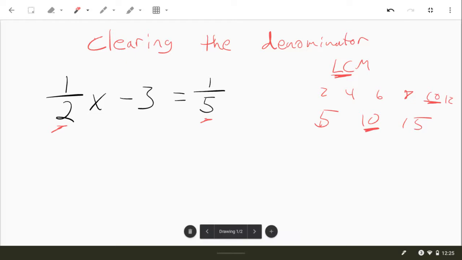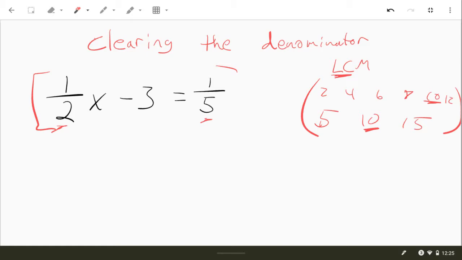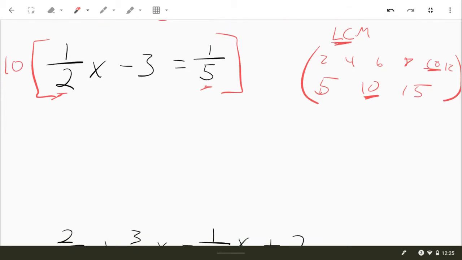Now, usually, if you don't want to go through all this stuff and thinking about what the LCM is, although you should, you can just multiply 2 and 5, and that gives you 10. So you know you're going to multiply the entire equation by 10. That 10 is going to get distributed across all these terms. Now, I'm going to show the steps, and once you do this a few times, you probably won't have to do so many. So this is going to be 10 times 1/2 x minus 10 times 3 is equal to 10 times 1/5.